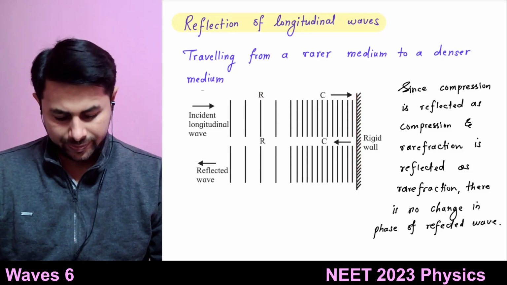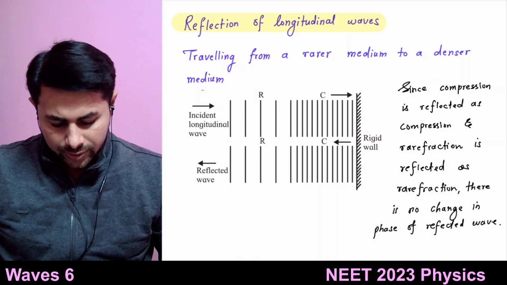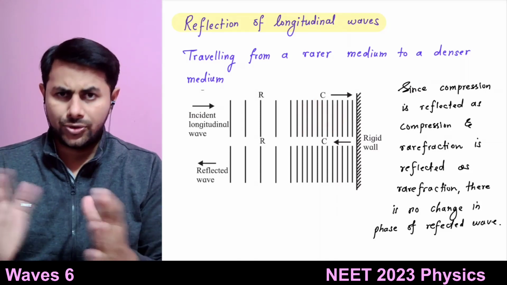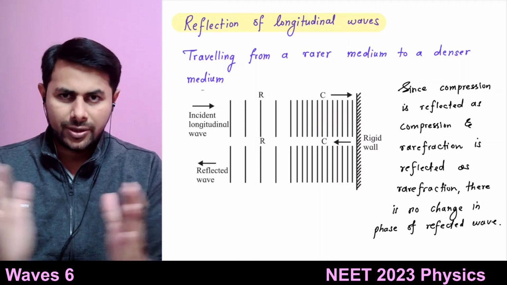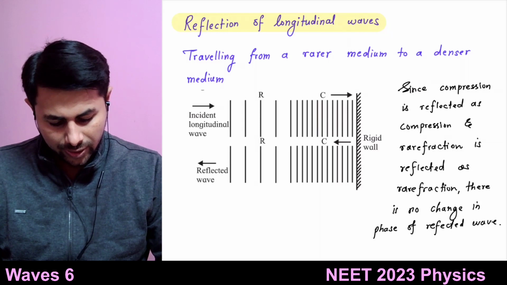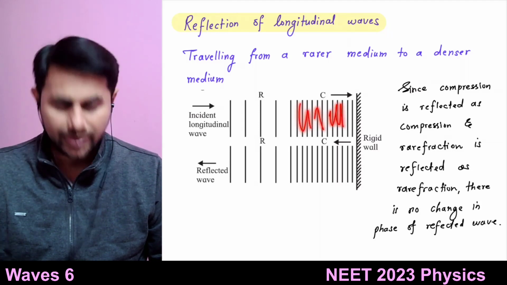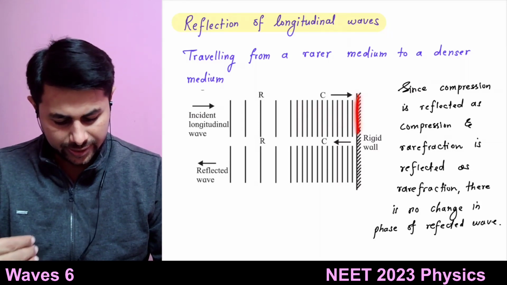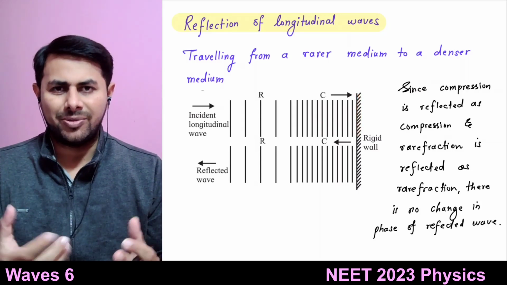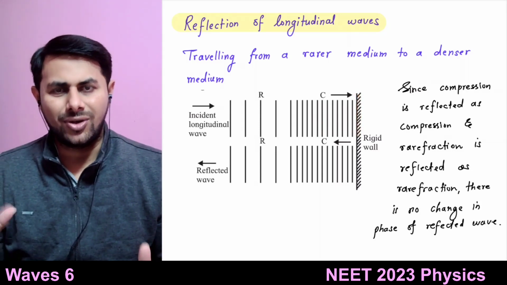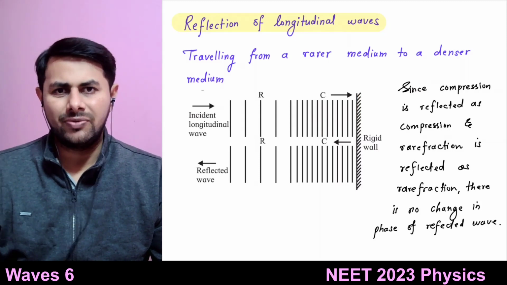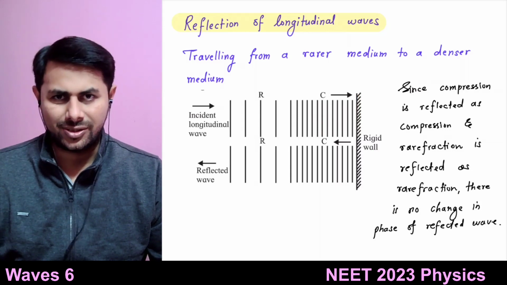So what will happen? Let's suppose a compression. Longitudinal waves consist of alternate compressions and rarefactions. So a compression travels towards this rigid wall and hits that rigid wall. What will happen? Will it get reflected as a compression or as a rarefaction? The answer is it will get reflected as a compression.